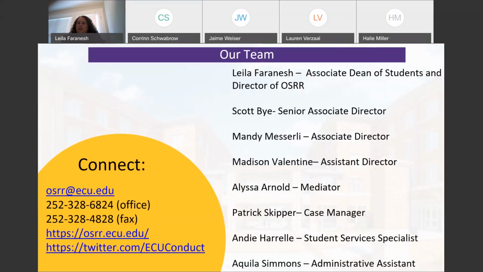So this is our office. Like I said, I'm the Associate Dean of Students and the Director. We have 8 people who work in our office. Each one has a different role. Some people focus more on academic integrity. All of us focus on personal misconduct as well. And we have Alyssa Arnold, who does mediation in our office. She does not hear conduct cases. Her role is to be a mediator. And then we have 2 office managers and an administrative assistant that if you called our office, you would probably talk to them. That's Andy and Akila.